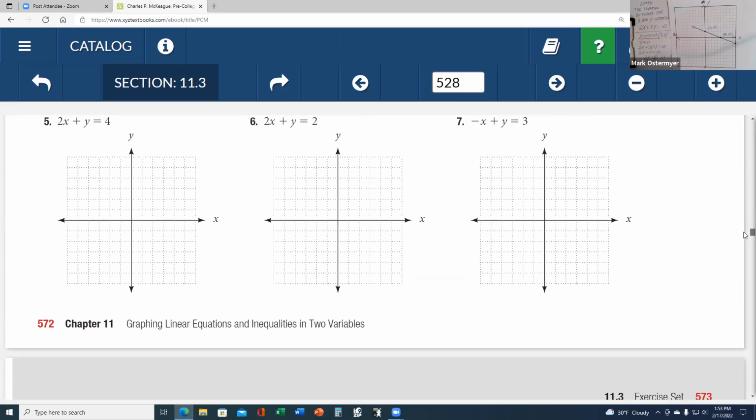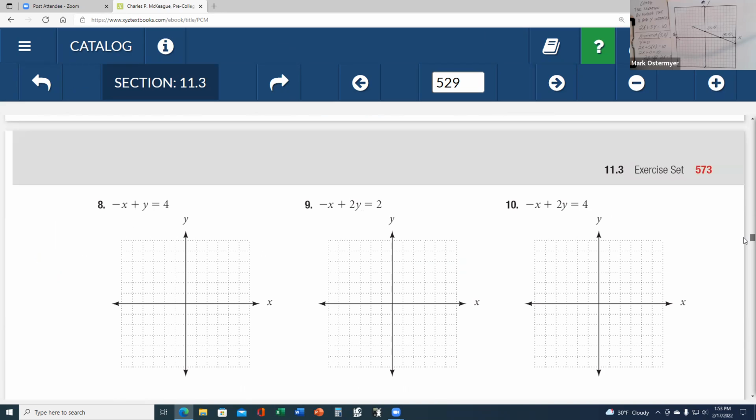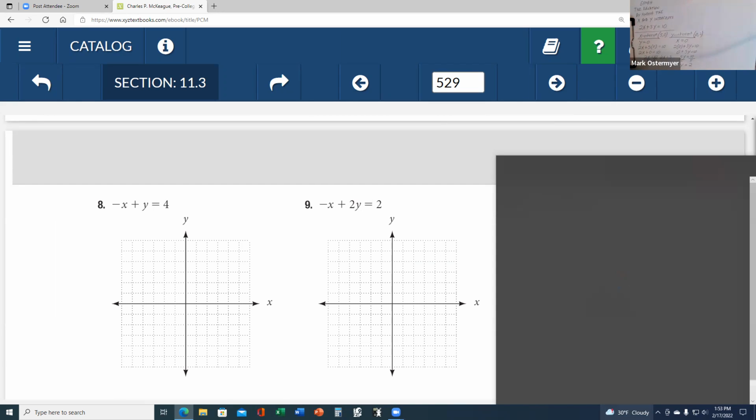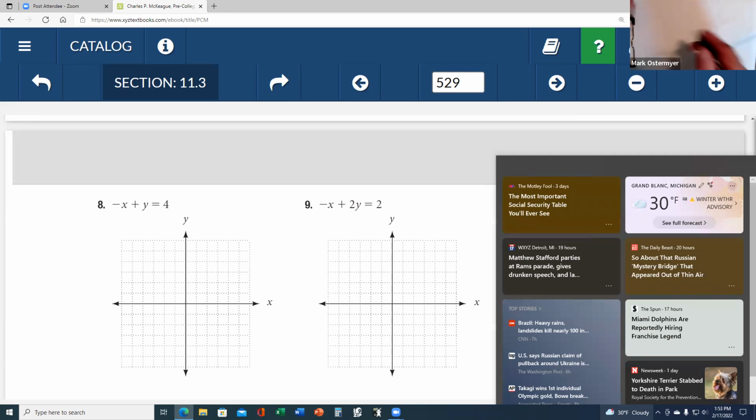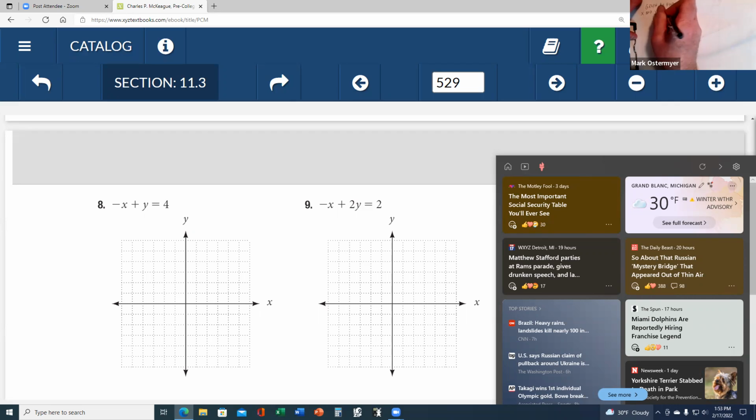Maybe we could try another one here. All right, let's see if I can do number 10. See if I can graph that linear equation by finding the x and y intercepts. So graph by finding x and y intercepts. So my equation is negative x plus 2y is equal to 2.